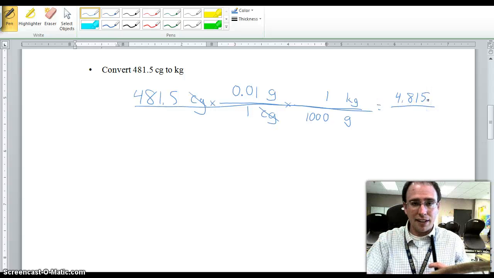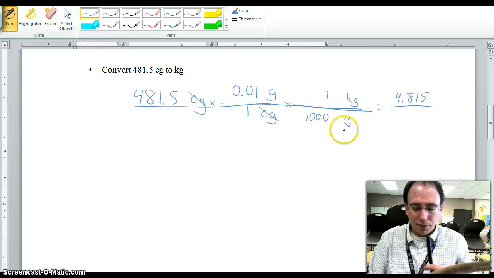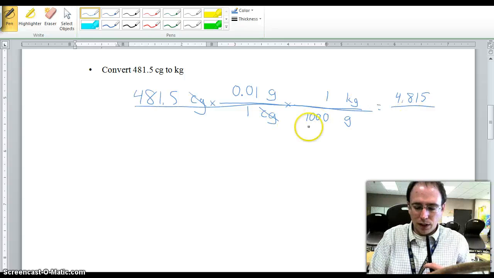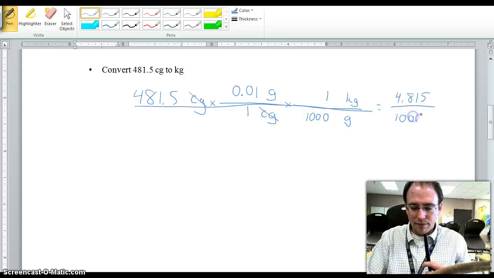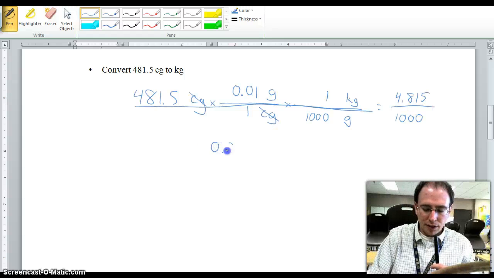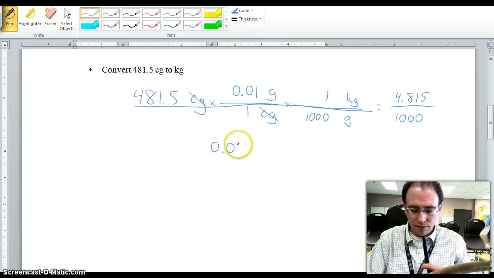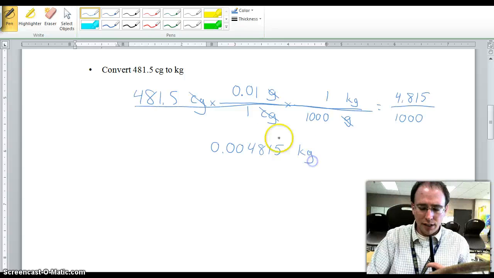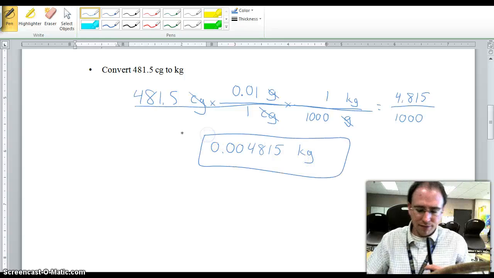Then divide by the numbers on the bottom. I'm really multiplying all the numbers that are on the bottom over here. So it's 1 times 1,000, I get 1,000. And I divide it, I get 0.004815. And my unit is whatever unit was left over. Grams cancel out, centigrams cancel out. I'm left with kilograms. That's what I wanted. Okay. That's how you do it. So that's converting.